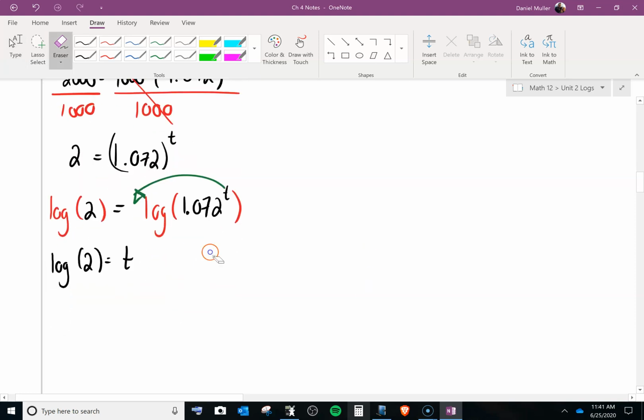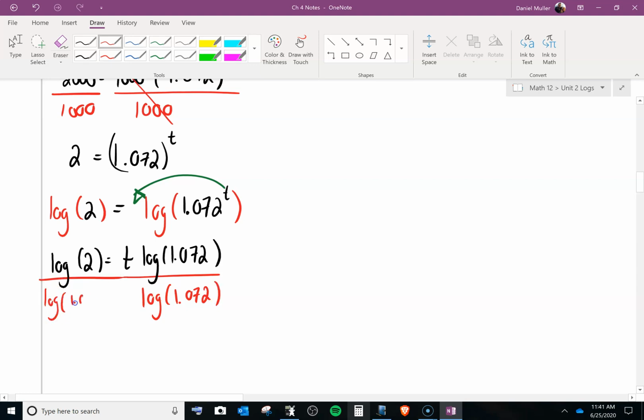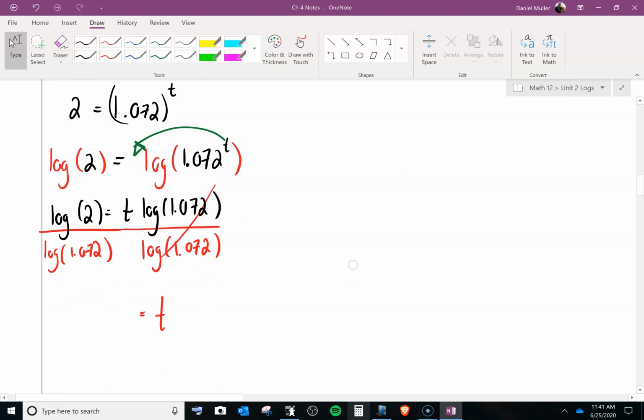log of 1.072. And with that, now I can divide both sides by log of 1.072, and so that's what t is. t is log 2 over log 1.072, but if you put it into your calculator, you're going to get 9.97 approximately. So it depends on what I want.